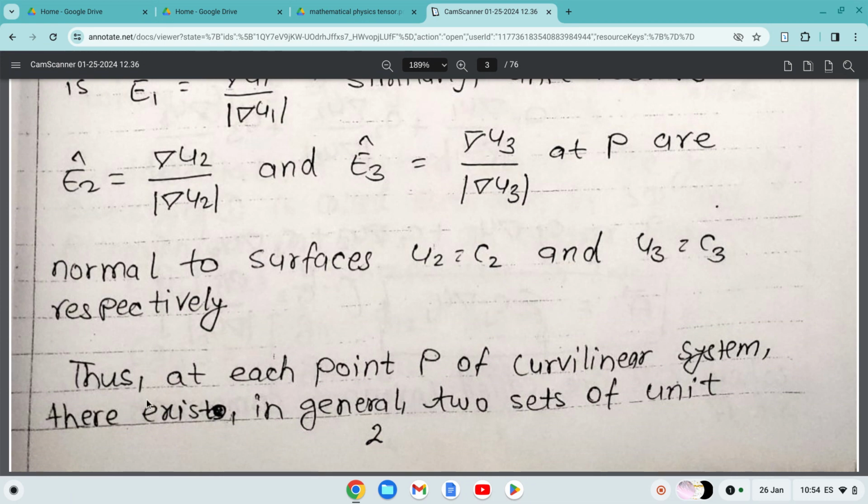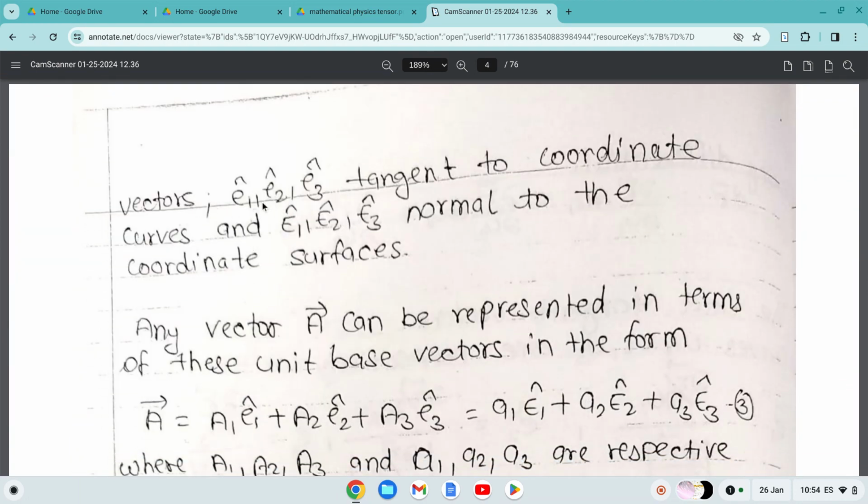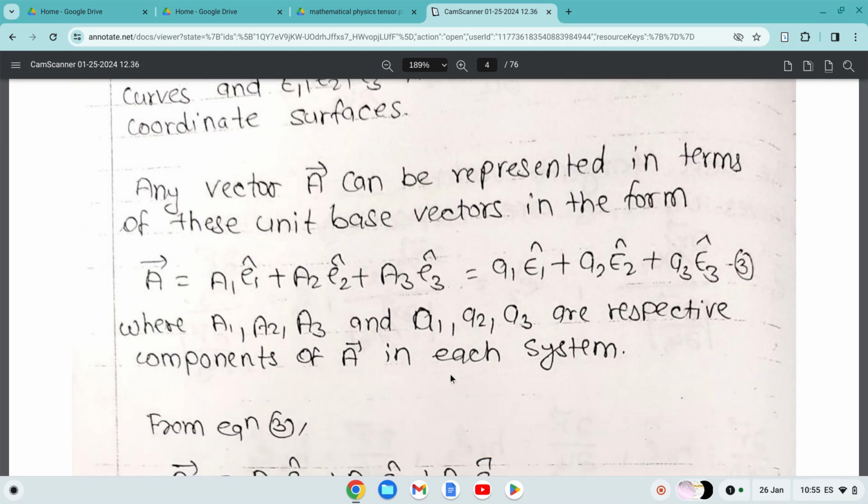And thus at each point P, a curvilinear system exists with, in general, two sets of unit vectors. You can see here: small e1 cap, e2 cap, e3 cap tangent to the coordinate curves, and capital E1 cap, capital E2 cap, capital E3 cap normal to the coordinate surfaces. These are the unit vectors of the tangent, and these are the unit vectors of the normal. And any vector A can be represented in terms of the base unit vectors in this way: capital A1 E1 cap plus A2 E2 cap plus A3 E3 cap equals small a1 e1 cap plus a2 e2 cap plus a3 e3 cap, where capital A1, A2, A3 and small a1, a2, a3 are the respective components of the vector A in each system.